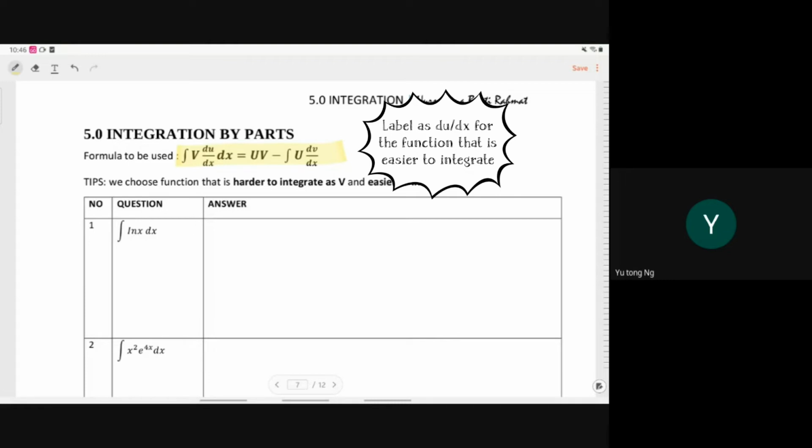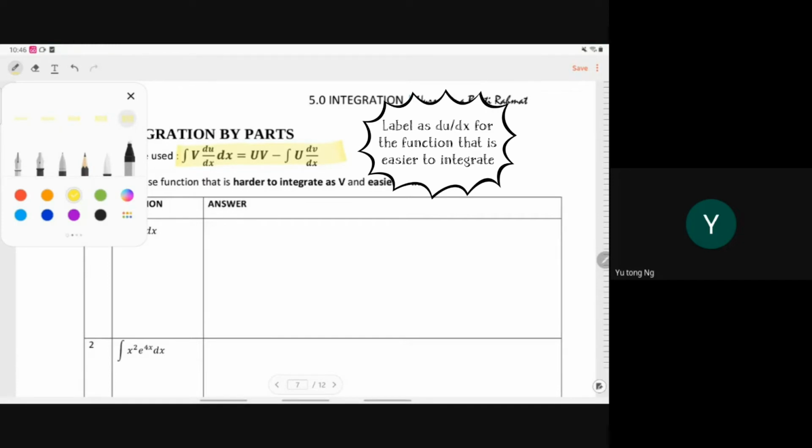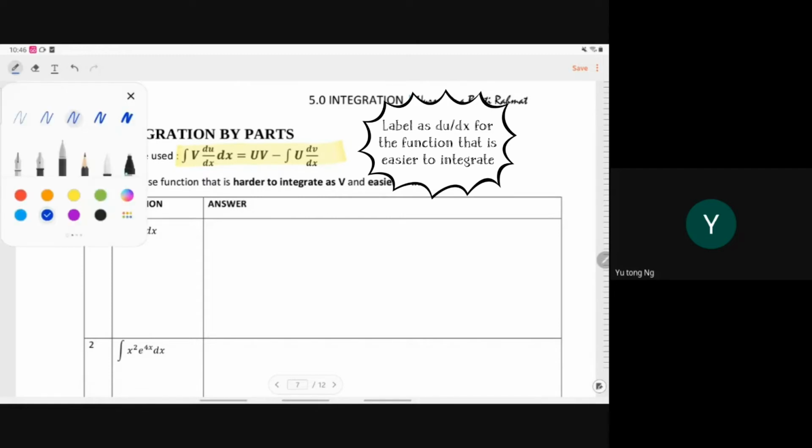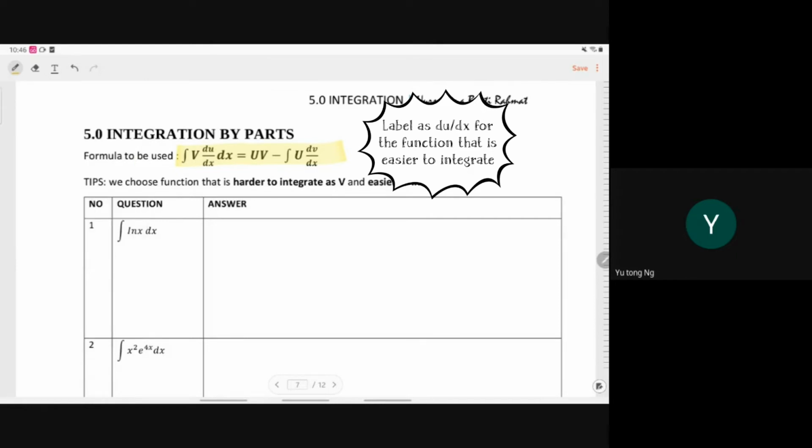Or else sometimes the integration by parts can go on continuously. Why? In the formula there is uv minus integrate u dv dx. If you choose the wrong v and the wrong du over dx, you will end up with continuous integration. So the tip here is always look out for this one. Find the function in the question that is harder to integrate and we label that one as v.